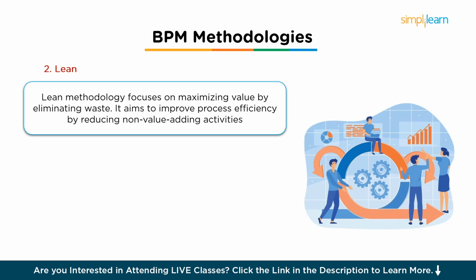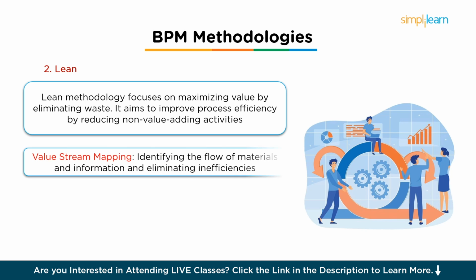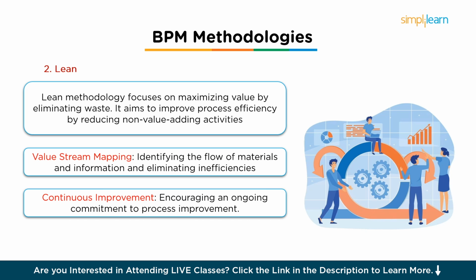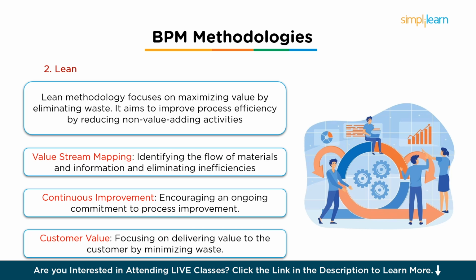The key principles of Lean include value stream mapping, identifying the flow of materials and information and eliminating inefficiencies; continuous improvement, encouraging an ongoing commitment to process improvement; customer value, focusing on delivering value to the customer by minimizing waste.